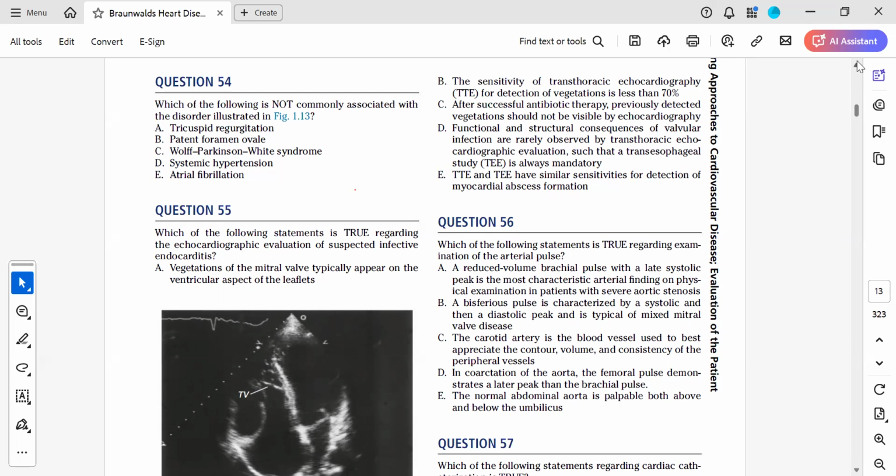Then transthoracic echocardiography and transesophageal echocardiography have similar sensitivities for detection of myocardial abscess formation. This is false because transesophageal is more sensitive in detecting myocardial abscess formation. I don't know if there's any question or contribution pertaining to question 55.